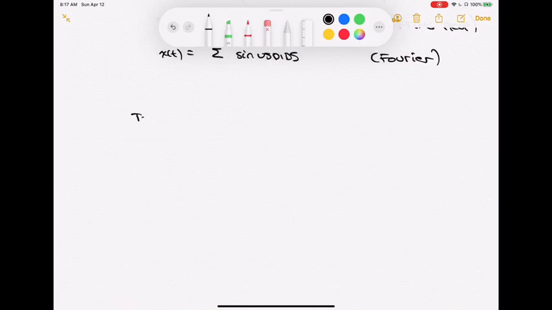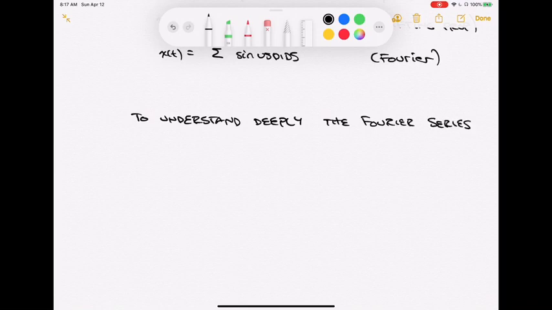So to understand, deeply, and we would like to have deep understanding, to understand deeply the Fourier series, we need some background mathematics.